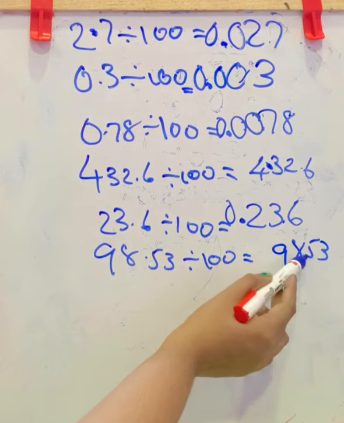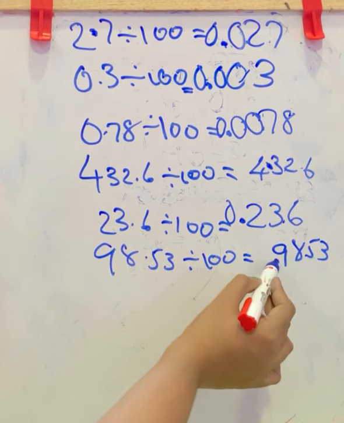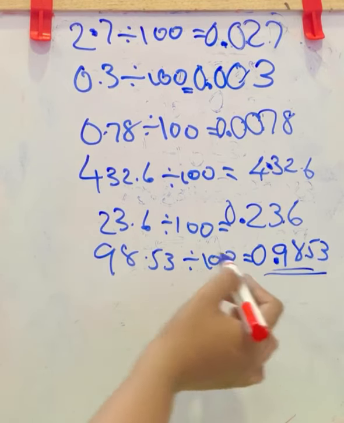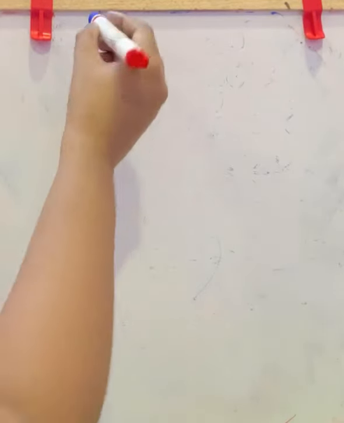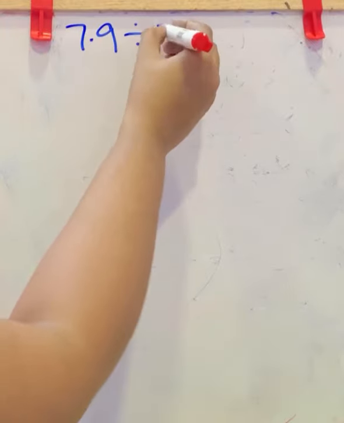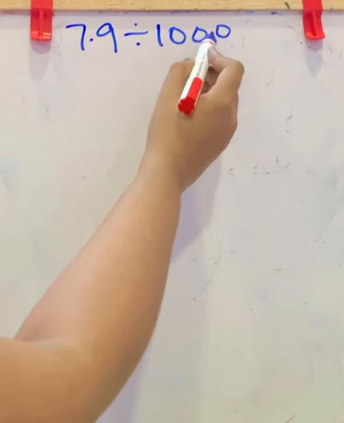9853 is the, here was the decimal. Moving 2 places to left side, it reaches here, 0.9853 is the answer. Next is division by thousands. So 7.9 division 1000. In 1000 we have 3 zeros.